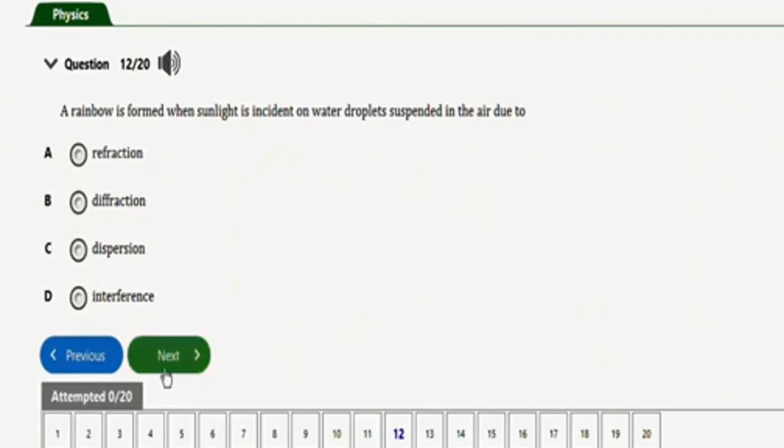Okay, next question will be this one. It says, the concept of dispersion of white light into different colors can be explained using wave polarization, reflection, refraction. So the correct option is option D, which is refraction.